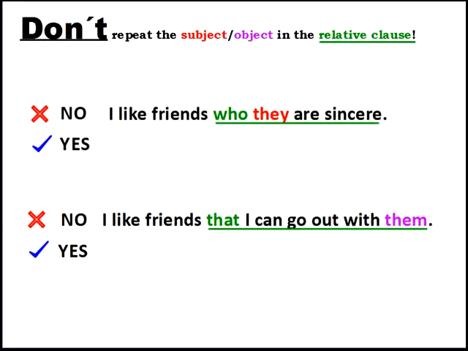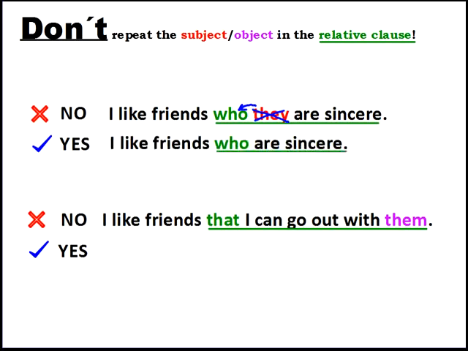Okay, here's some things not to do. So I repeat, don't repeat the subject and object in the relative clause. So what does this mean? Well, let's look. Don't do this. I like friends who they are sincere. No. You cannot use the relative pronoun and the subject again. You don't need to repeat your subject. This, technically, is the subject of the sentence. So I'm going to read it like this: I like friends who are sincere. Okay? I do not need to repeat the subject. It's completely wrong to do that.